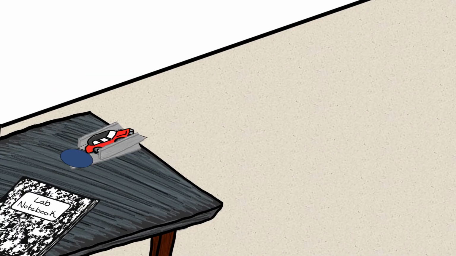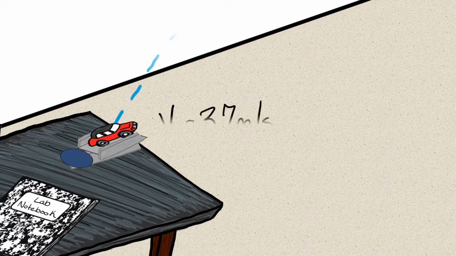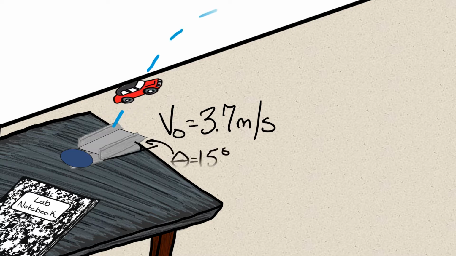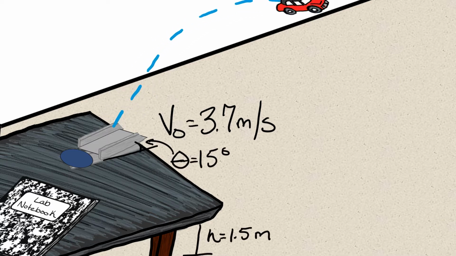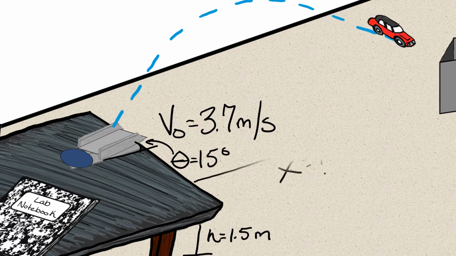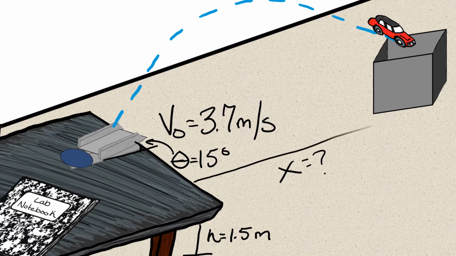Okay, let's say that a toy race car is launched with an initial velocity of 3.7 meters per second at an angle of 15 degrees above horizontal from its launching ramp, that is 1.5 meters in height. What distance from the table should you place your toy bin to catch the toy car? How long will it take to get there, and what was the final velocity?